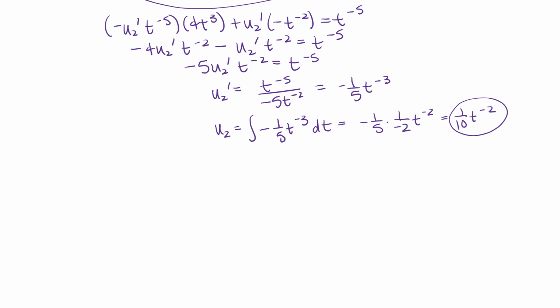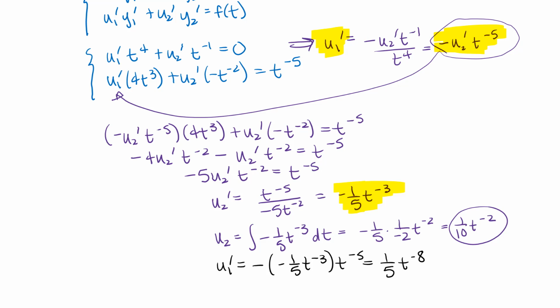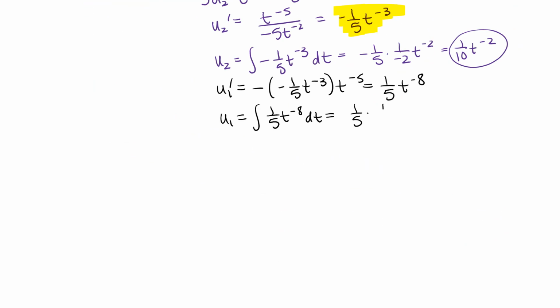Now that I've got my u2, I want to go ahead and find my u1. So I'll go back to my work in my system, and I'm going to substitute my u2 prime into the equation I just highlighted, and then use that to find u1. Make sure you substitute in u2 prime and not u2 in place of u2 prime. So I've got u1 prime equals 1/5 t to the negative 8. So I'll find u1 by integrating that with respect to t. Okay, I've now got my u1 and u2, so I can use that to find my yp.